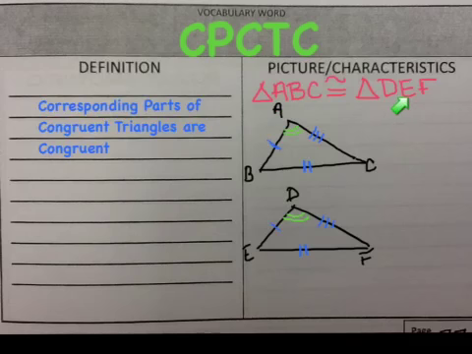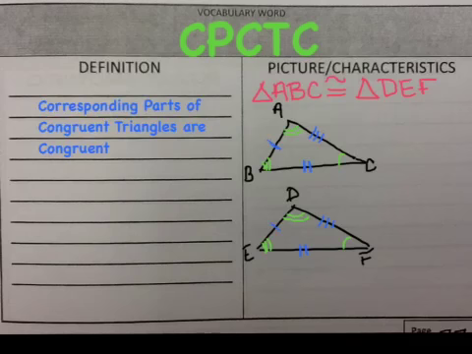Okay, so the next thing is angle B is congruent to angle E. And those are supposed to be curved, it's just hard to do on here. And then our last set would be C is congruent to F. So a lot of information we can get from here, and we can write it out too.